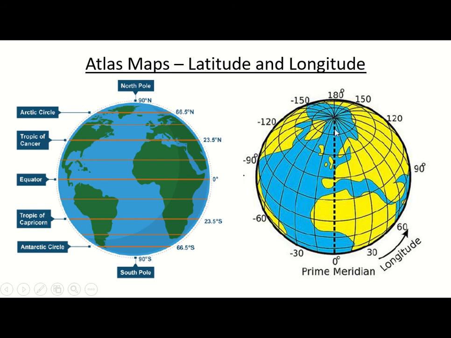So the starting point, 0, is called the Greenwich Prime Meridian, or the Prime Meridian line. And that happens to be through London in Greenwich, and that's why they call it Greenwich Prime Meridian. So essentially, London is the centre of the Earth when we're talking about longitude, it's the middle point.